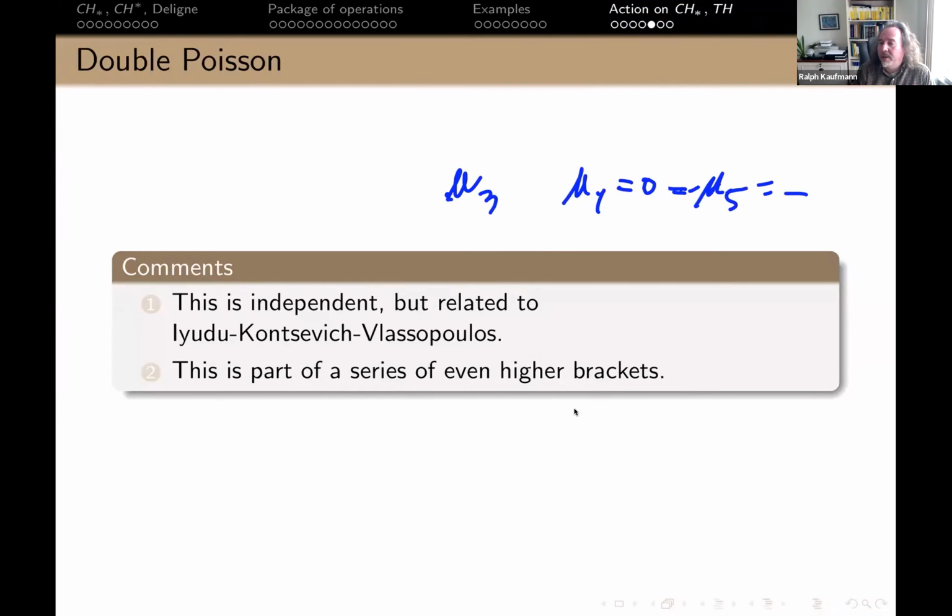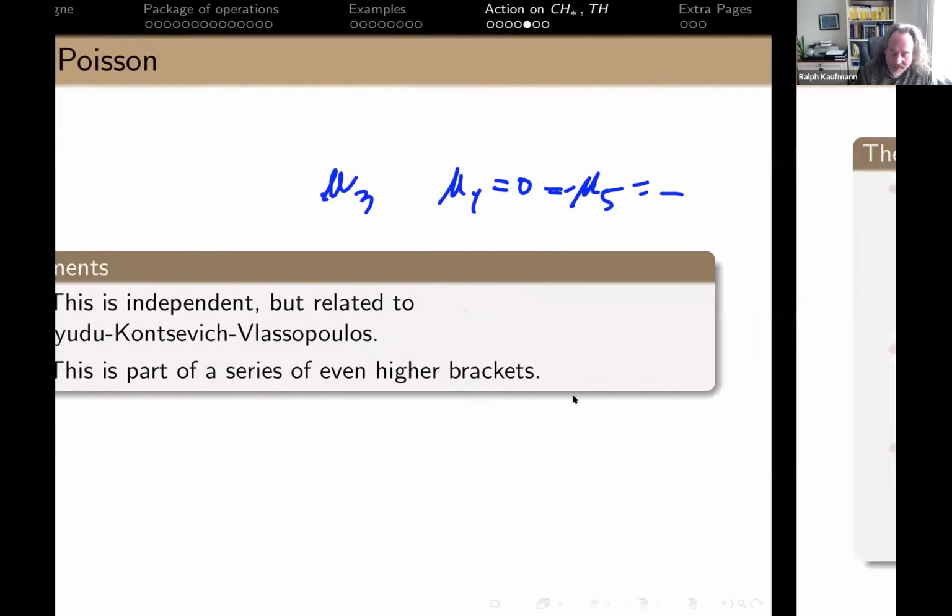And we have a series of higher brackets, but we only have a series of higher even brackets. This has something to do with going into out. There's some weird symmetry going on. Still thinking about what the out brackets are.